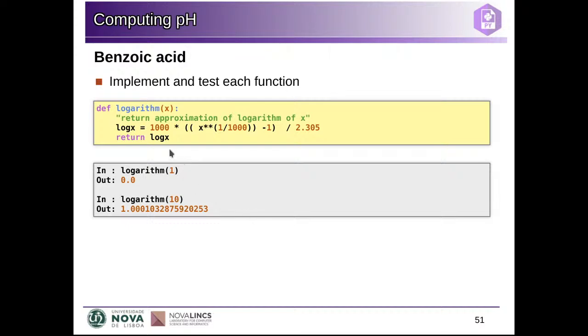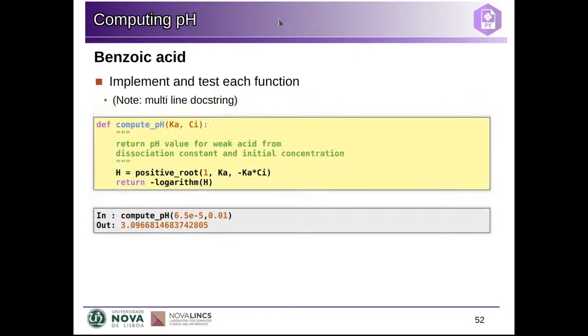And then we're going to implement the approximation of the logarithm. So logarithm of x, we use that expression, a very large number here and here, and then divide by this conversion factor between the natural logarithm and base 10. And now we can test it. So logarithm of 1 is 0. This is fine. Logarithm of 10 should be 1, but we got 1.001. Okay, this is the approximation that we're using here, but it's close enough for what we need.